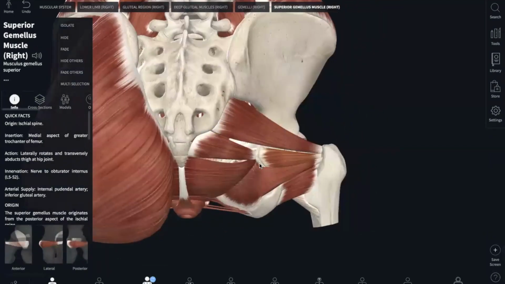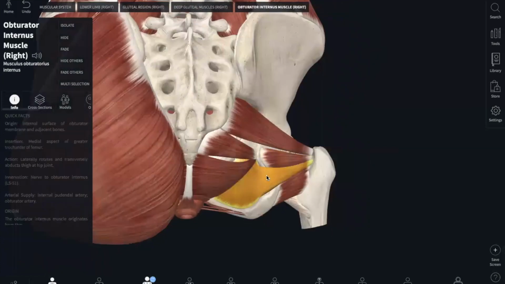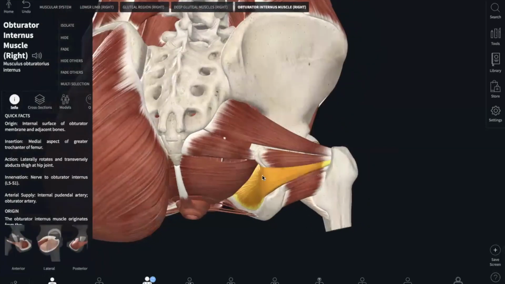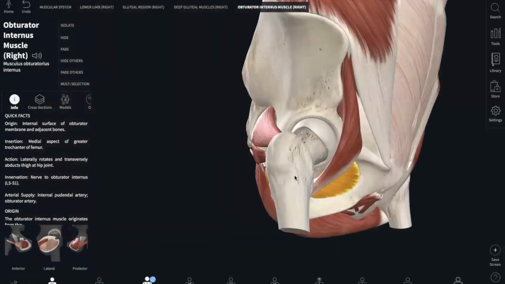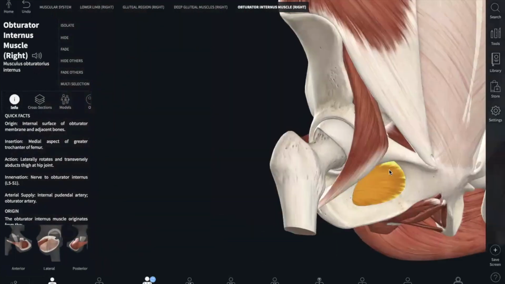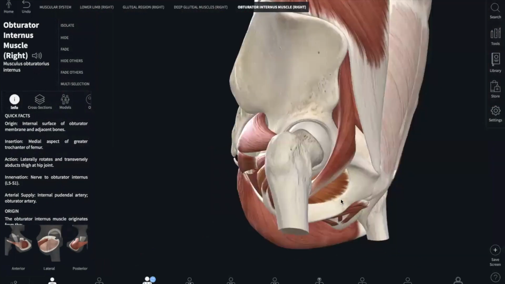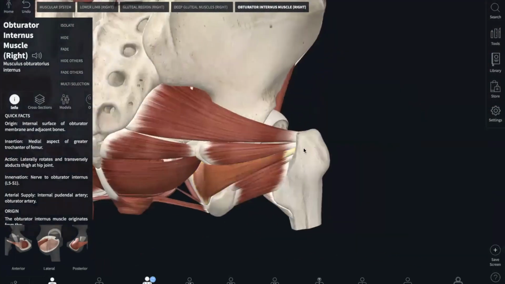Next, we have the, where is it? Obturator internus over here, which basically covers the obturator foramen, as you can see, and kind of makes way for the obturator canal. Little guy over there, connecting to the greater trochanter of the femur again, and easily this is also supplied by the nerve to the obturator internus.